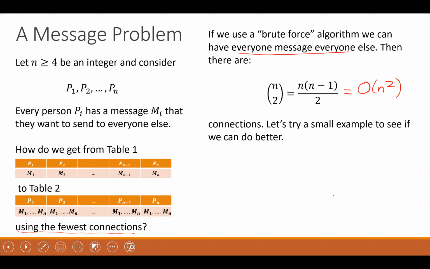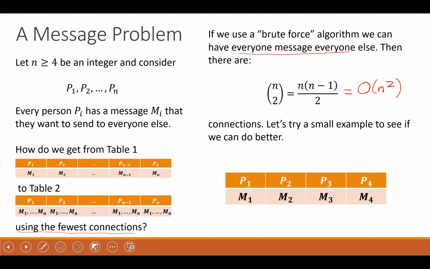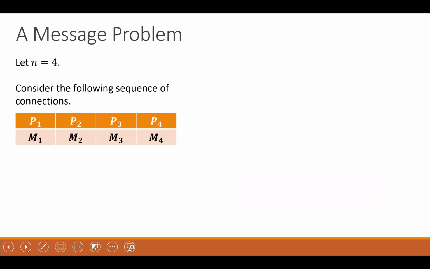All right, so that is the brute force, guaranteed to work, maybe not the most efficient. So let's try a small example and see if we can do better. We will start with 4 people, P1 through P4, and everybody knows their own message. We will see how many connections we need in order for everyone to have everyone else's message. So we're going to use this sequence of connections.